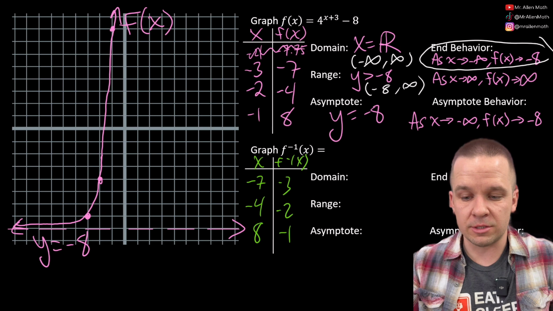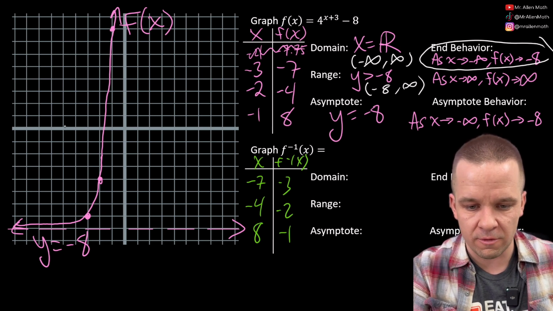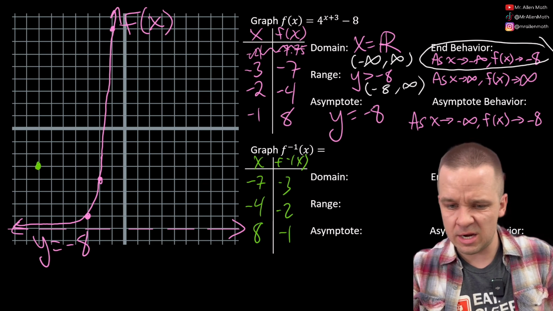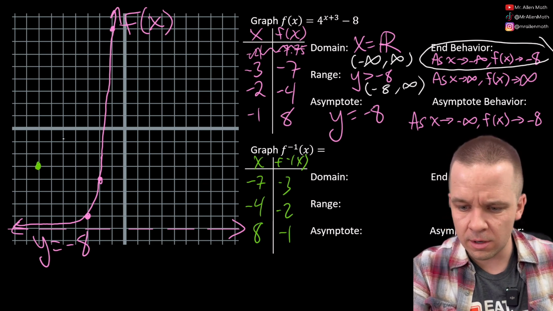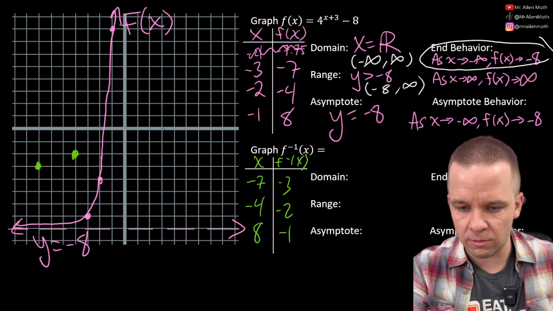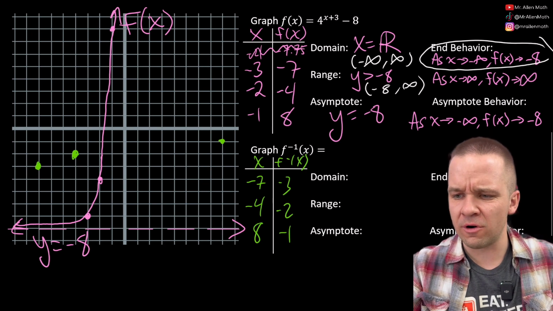Now we can plot those, right? I got -7, -3, so 1, 2, 3, 4, 5, 6, 7, -3. And then I've got -4, 1, 2, 3, 4, -2, boom. And then we have 8, -1. So 1, 2, 3, 4, 5, 6, 7, 8, -1. Cool. And where do you think our vertical asymptote is going to be?